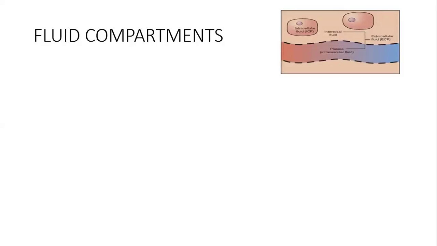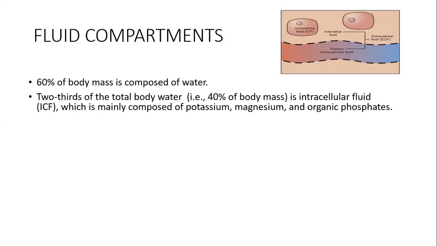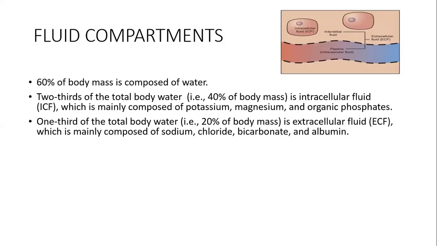Let's discuss fluid compartments. 60% of our total body mass is composed of water. Of that 60%, the majority is found inside the cell, which is intracellular. So 2/3 is intracellular, while 1/3 of the total body water is extracellular fluid. Of that extracellular fluid, 3/4 is found in the interstitium, while 1/4 is found in the plasma.